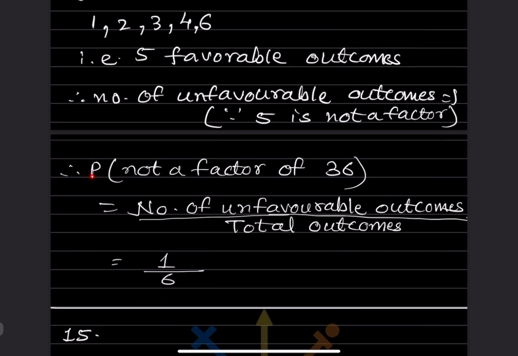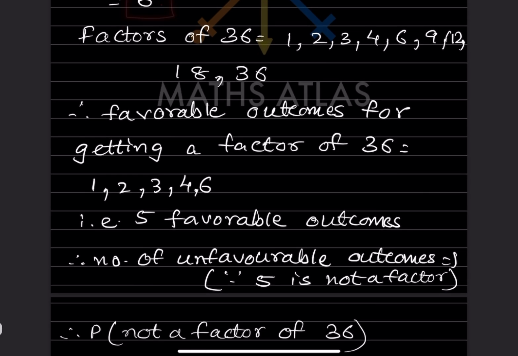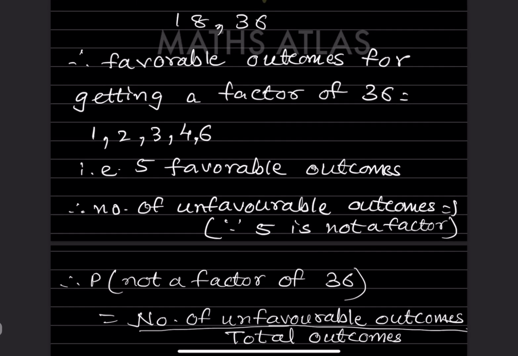So you can say the probability of not a factor of 36 is the number of unfavorable outcomes divided by total outcomes. The unfavorable outcomes is 1, and the total outcomes, because the die is thrown once, is 6. So the answer is 1 by 6.